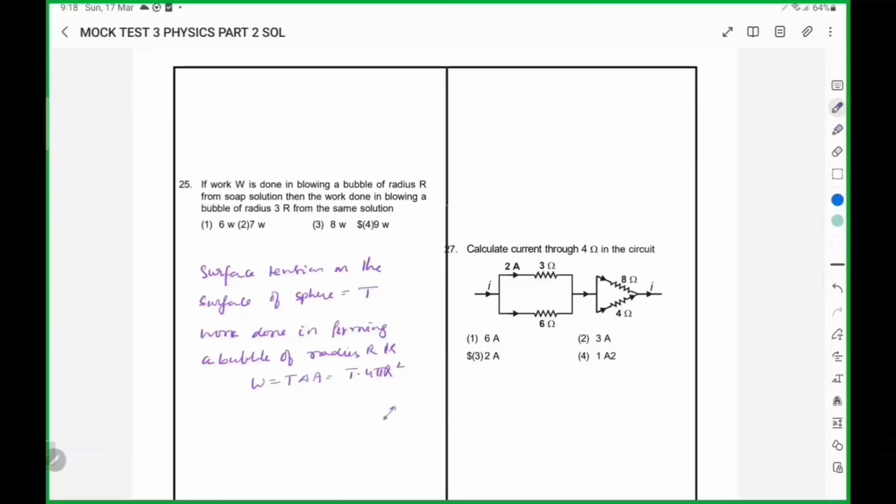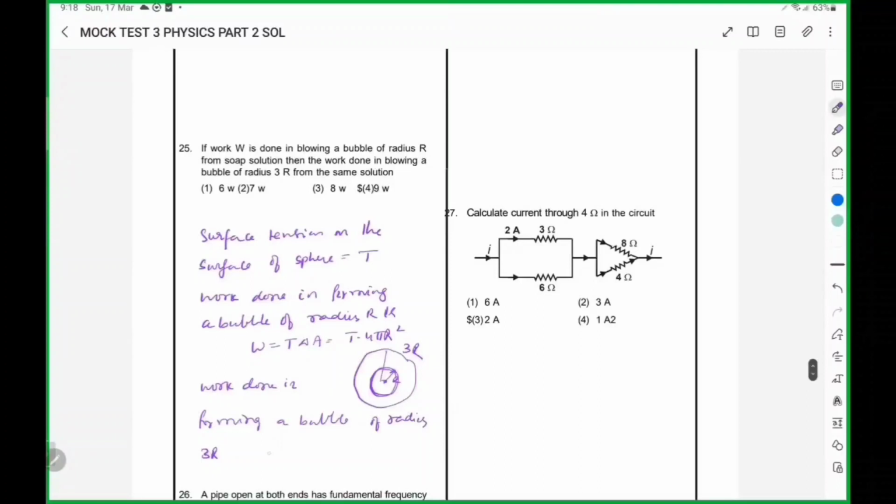Now from 0 to r, it formed one bubble of radius r. Now 0 to 3r. So the work done in forming a bubble of radius 3r is T into 4 pi into 9 r squared, which is 9 W.